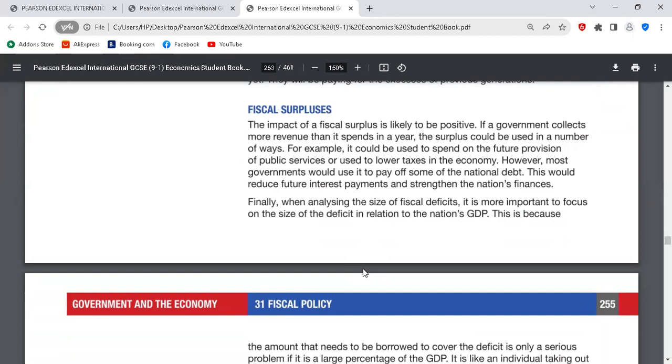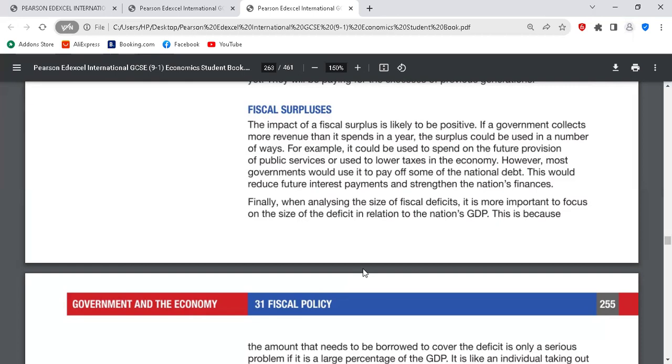For example, it could be used to spend on the future provision of public services or used to lower taxes in the economy. So because government is making more now, government could cut taxes. And if government is cutting, for example, income taxes, this means disposable income increases. And that would increase the purchasing power of households, improving their living standards. That's the point there. Is it clear?